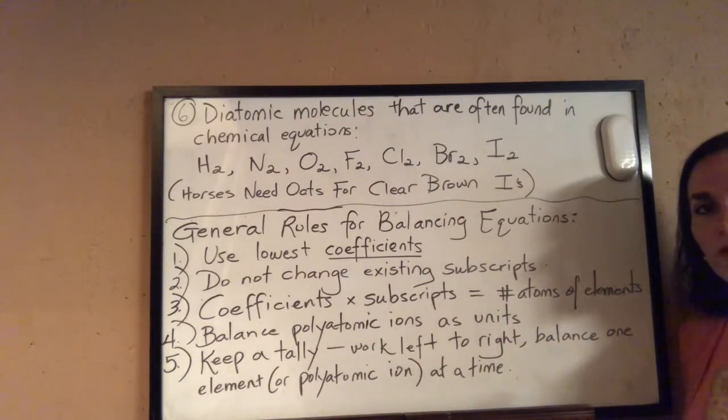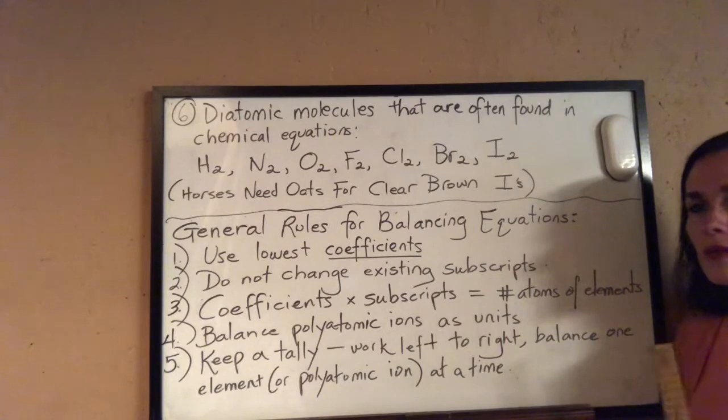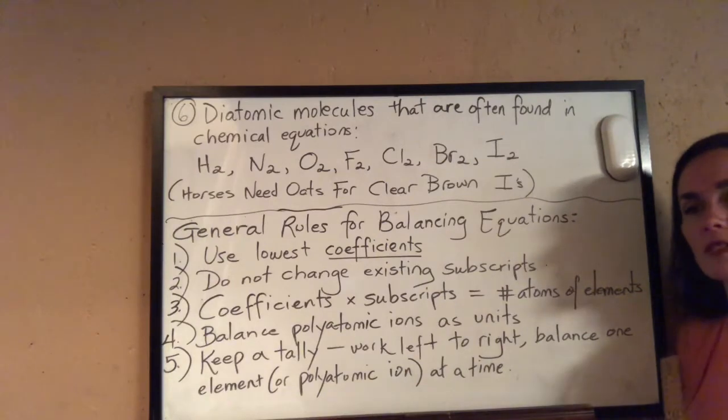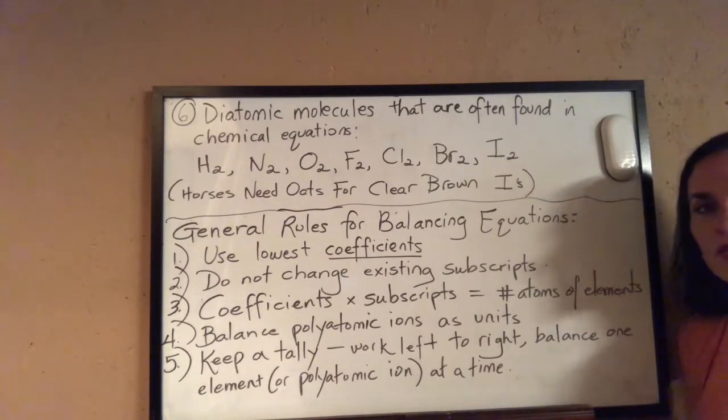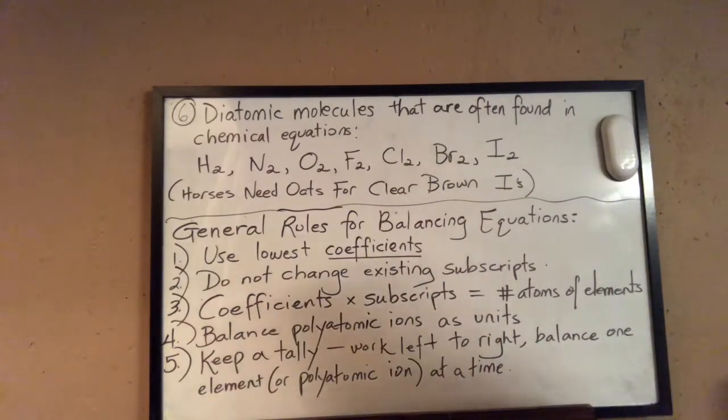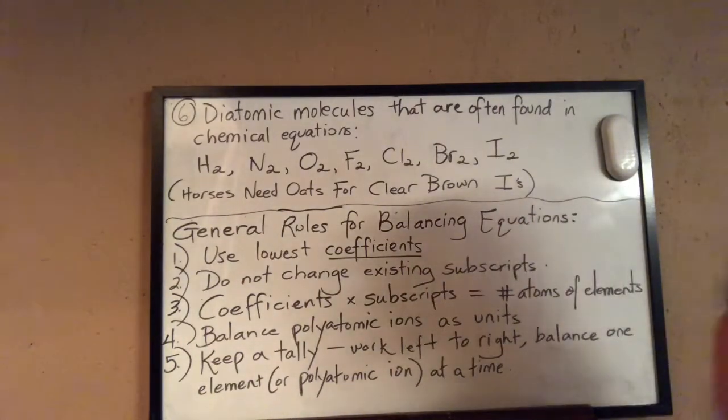Okay, and again, we need to remember, as I had it written up there earlier, the law of conservation of matter. The number of atoms of elements on the reactant side must be the same as the number of atoms of elements on the product side. Let's do some practice and learn by example.